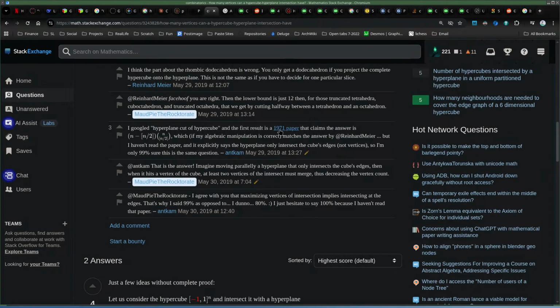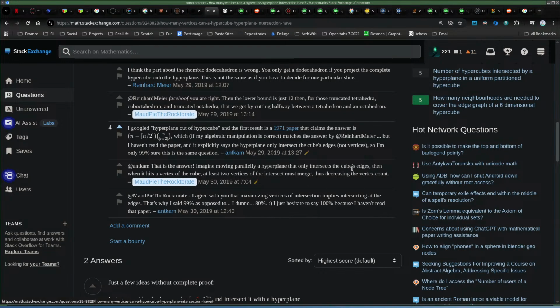So here's where the AI got the paper from. It claims the answer is something much larger, and mine is n over 2. Quite a bit over 2.